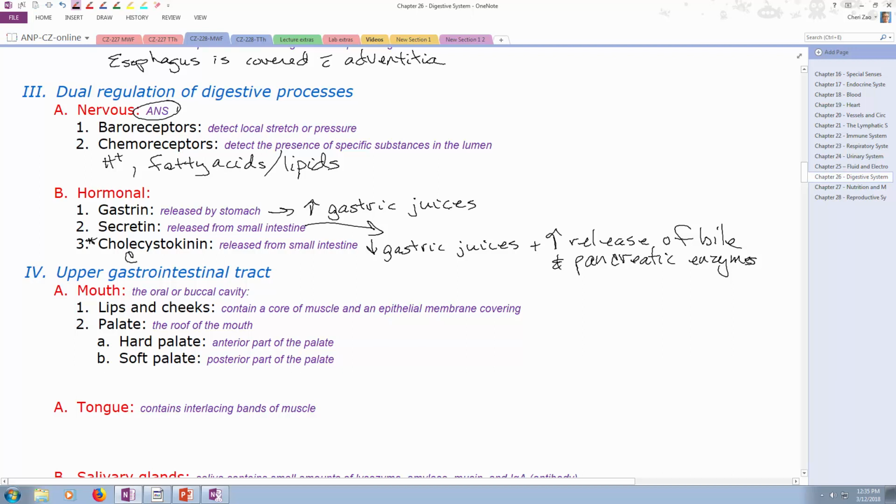And so put in your notes CCK, cholecystokinin. Because that's what most people say. They're getting a CCK test or something along that line, or they're testing the CCK levels, or they're testing a response to CCK, because it's so much easier to say than cholecystokinin.